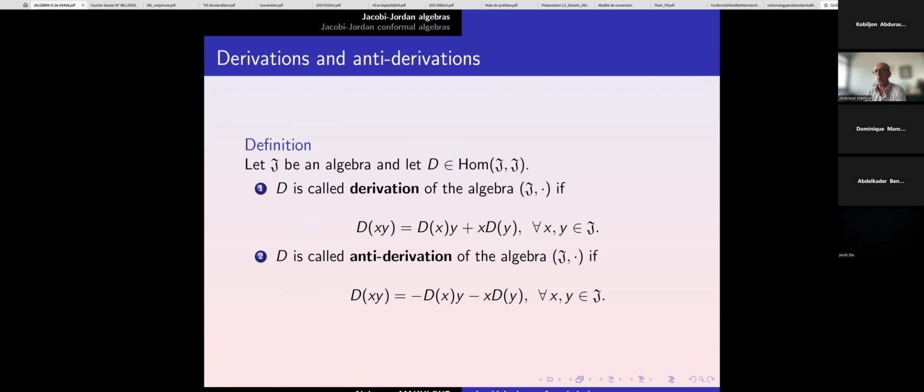Then let's start with an algebra G and the homomorphism D from G to G. Then D is a derivation, as usual, if it satisfies this condition. Now we will say that D is an anti-derivation if it satisfies this condition. In fact, the difference is that here we have minus and here minus as well. Okay, then this is the concept of anti-derivation.